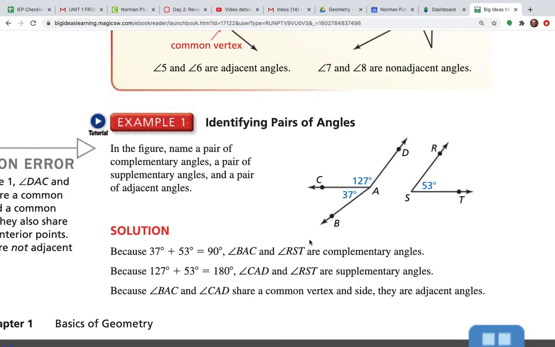Okay, so identifying pairs of angles. You can go through these examples in your book, but CAB is adjacent to CAD because they have that shared side of AC, that ray AC. So they're adjacent to each other, but you'll notice they're not supplementary because they don't add up to be 180 degrees. That's also not complementary because they don't add up to be 90 degrees, right? So these are not supplementary, they are not complementary, but they are adjacent.